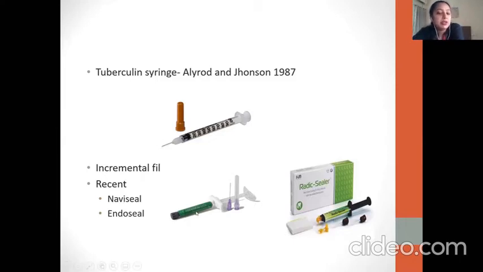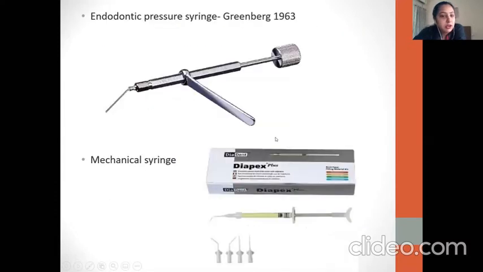And recent techniques which you can see here are Radic sealer, Navy sealer, and Endo seal. These are provided by the companies. Now, what is the drawback of this thing? What we had seen in the first picture is the endodontic pressure syringe. Only zinc oxide eugenol can be placed with an endodontic pressure syringe. If you try to push calcium hydroxide, what will happen?